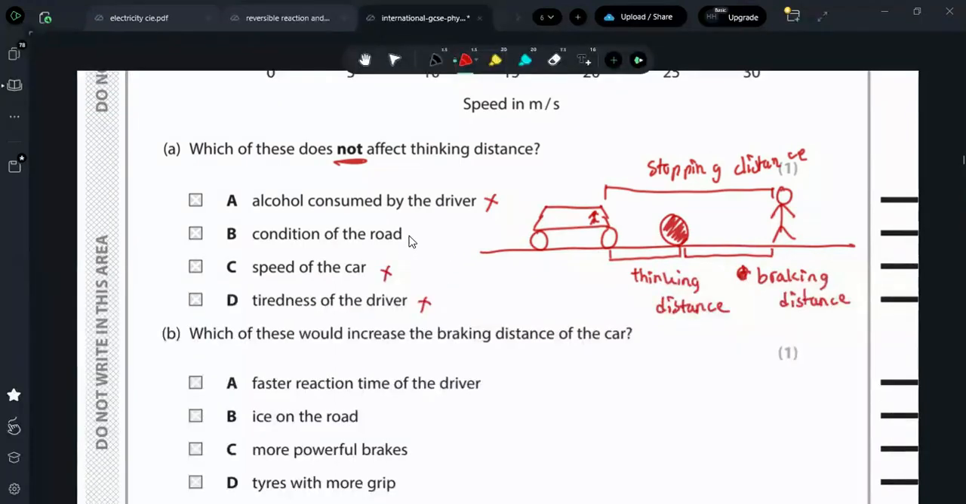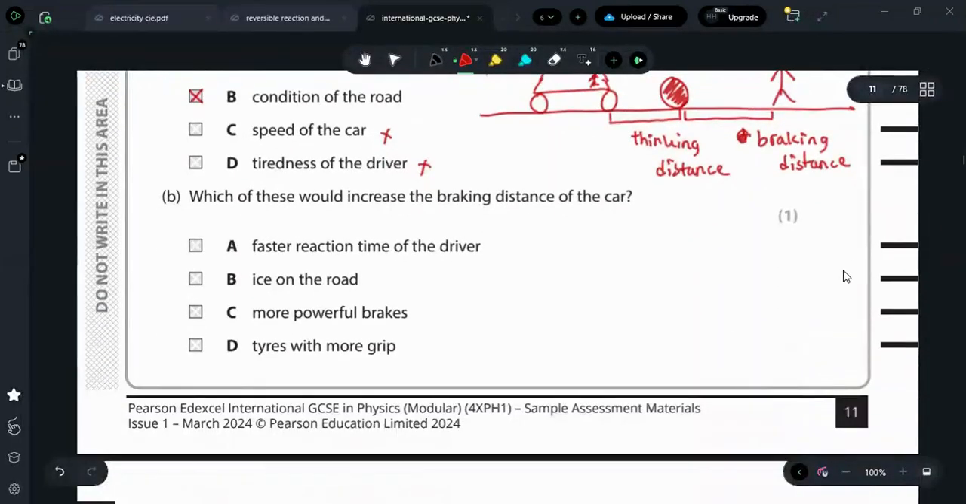But the condition of the road, whatever condition it is in, will not affect my thinking distance, because this will not affect my reaction. My reaction will be affected by the obstacle. So condition of the road is not affecting my thinking distance. B is my answer.